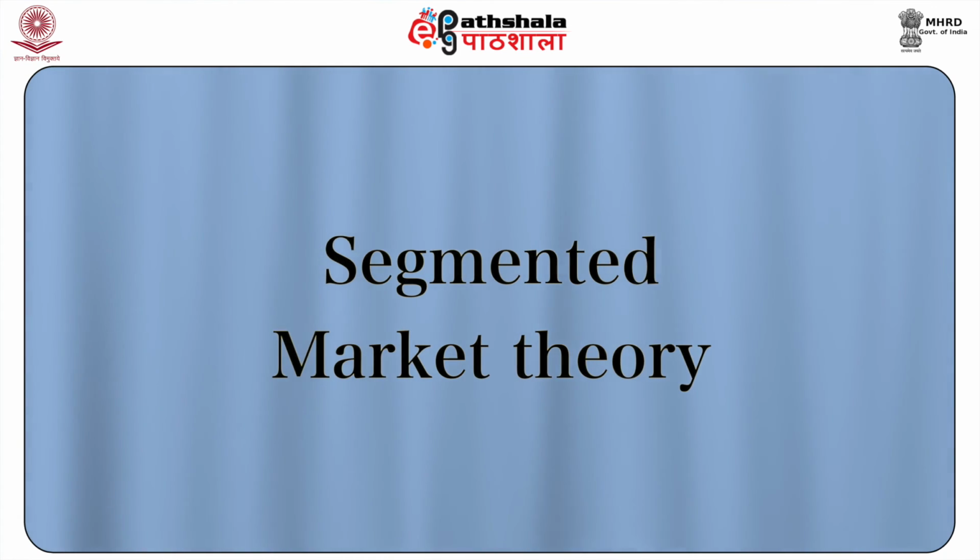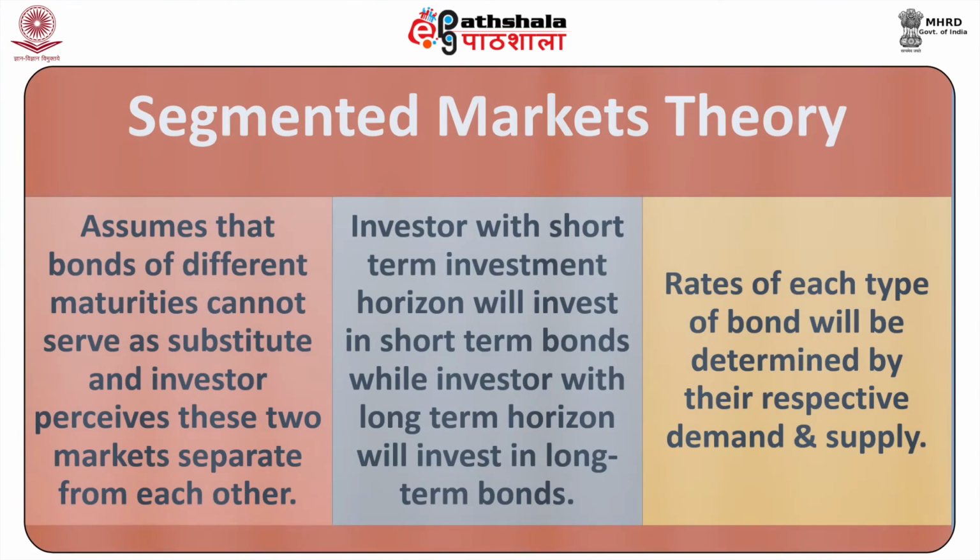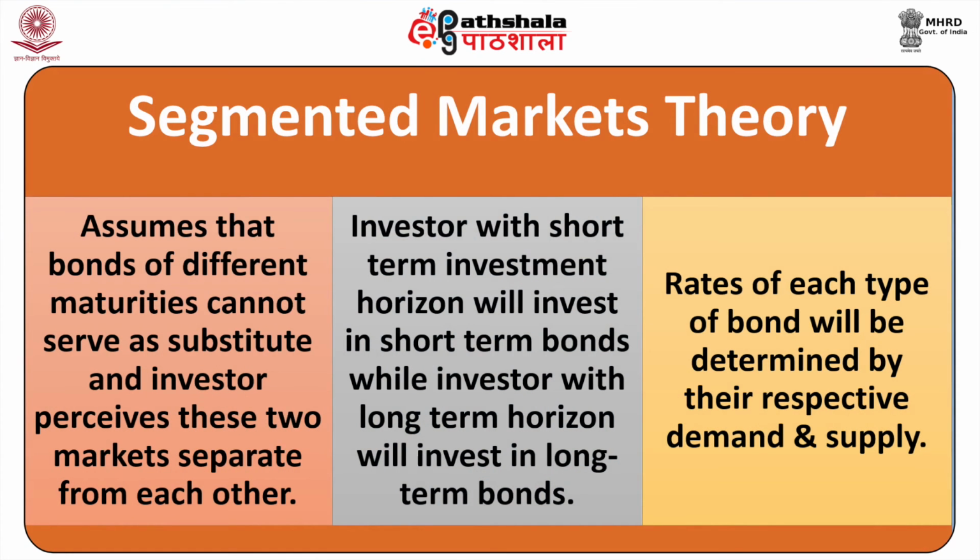Segmented market theory. This theory assumes that bonds of different maturities cannot serve as substitutes, and investors perceive these two markets as separate from each other. Investor with short-term investment horizon will invest in short-term bonds, while investor with long-term horizon will invest in long-term bonds. In this case, rates of each type of bonds will be determined by their respective demand and supply.